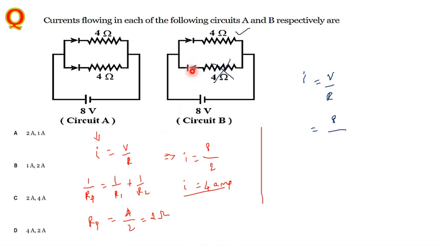See here, the negative terminal of the battery is connected to the P type semiconductor, and the positive terminal of the battery is connected to the N type semiconductor. So this is reverse bias, no flow of current, only flow of current over here. For this one, 8 divided by resistance 4, so what you are going to have here is 2 ampere of current in the second case.